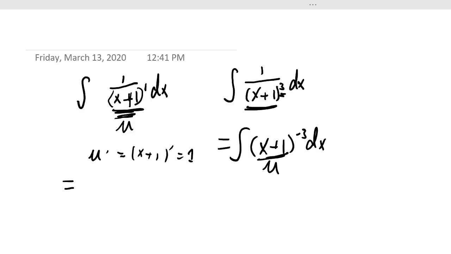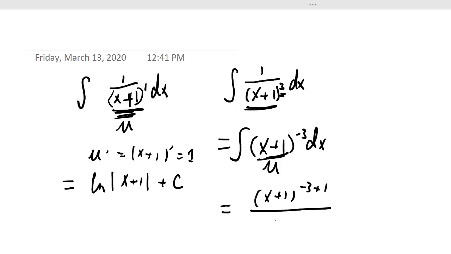So first one we are done. That's going to be a ln, absolute value x plus 1 plus the c. The second one we're going to use the power rule to follow the formula. That is going to be x plus 1 to the -3 plus 1, over -3 plus 1, plus the c.